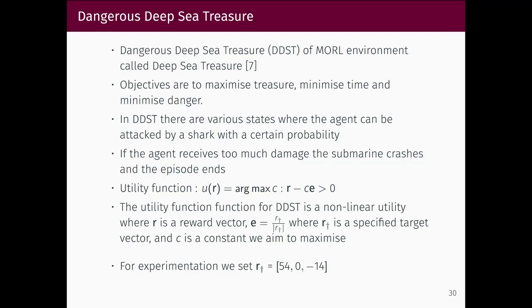So we use a nonlinear utility function where we have a target vector, and we set the target vector to one of the policies on the Pareto front. And basically, if the algorithm can recover the target vector, then it can learn that policy. So that's what the utility function does. It allows us to achieve certain vectors that are on the Pareto front if they're known, if we can reach them, of course.